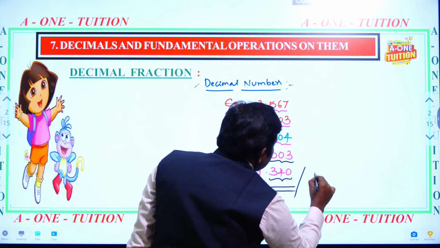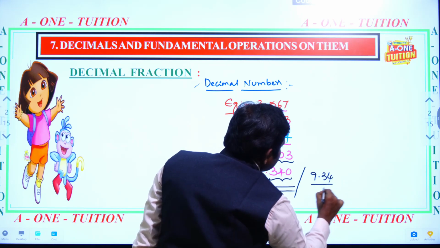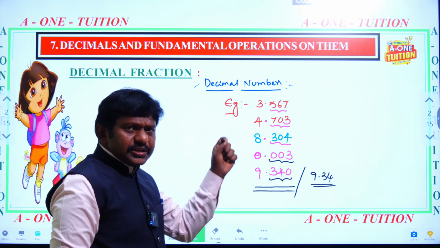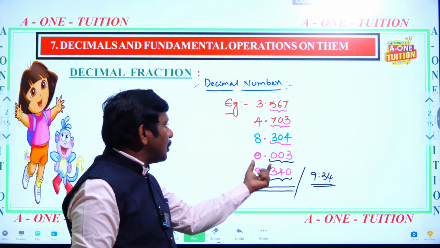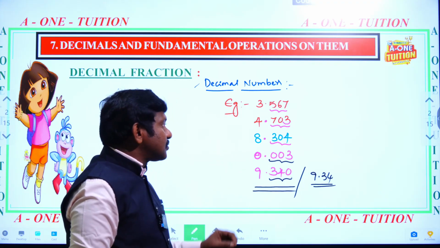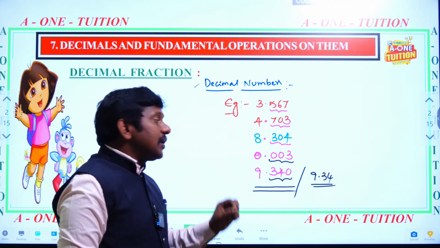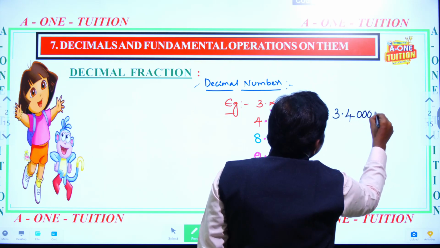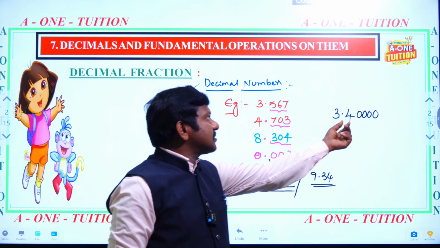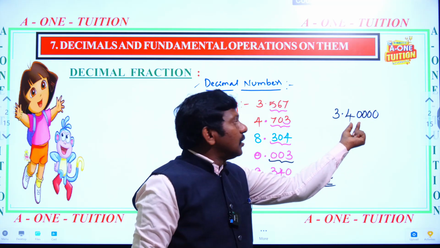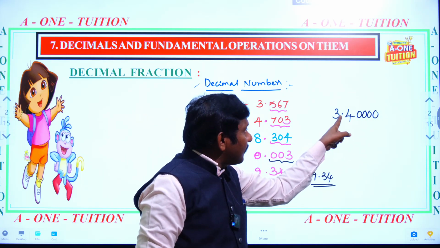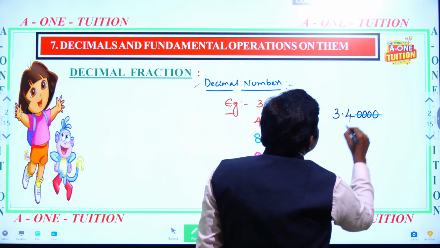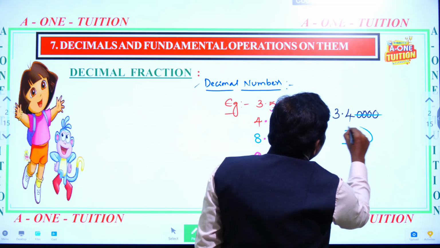So this we can write as 9.34 only actually. In the decimal part, if the extreme digit, the last digit in the decimal, is 0, we can ignore that digit. One more example, let me write here: 3.40000. Suppose after 4, how many zeros are there? 4 zeros are followed by this 4. When they come after the decimal, we can ignore those 4 zeros. These 4 zeros are not needed. So this value is 3.4 only.